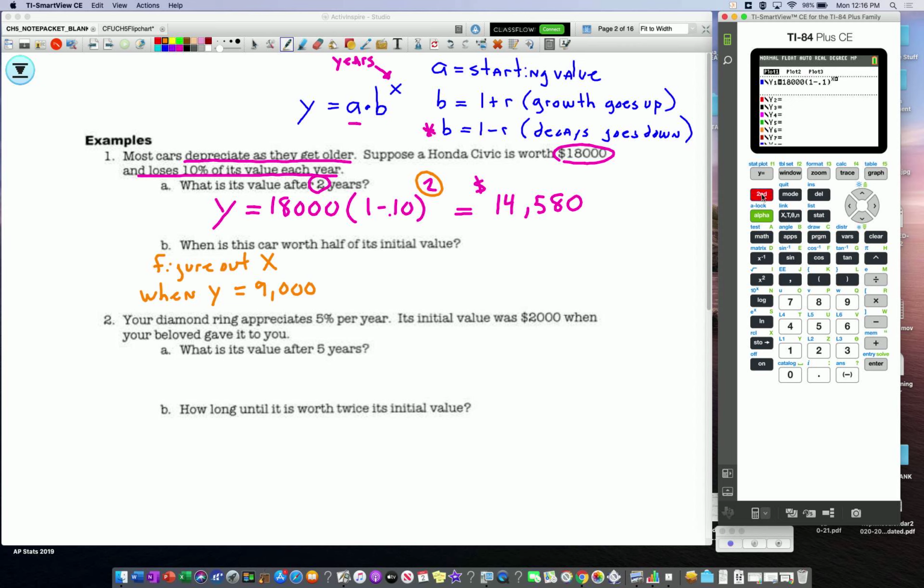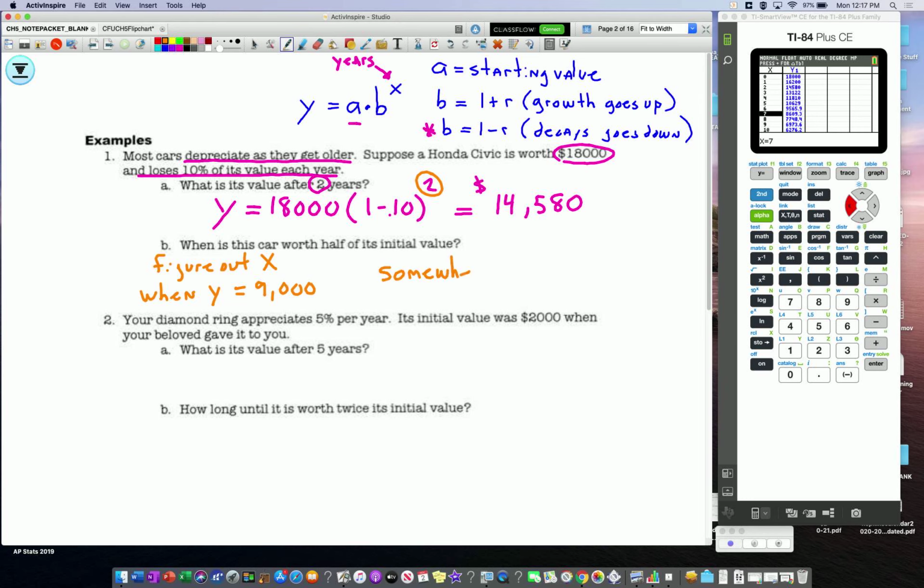So now I'm going to go to the table and look at my x value, where my car, you can actually see here in my table after the second year, see how much it was worth. I want to see when it gets between, where 9,000 falls. And I can see it fall somewhere between years 6 and 7. So I can just say here, somewhere between year 6 and 7.